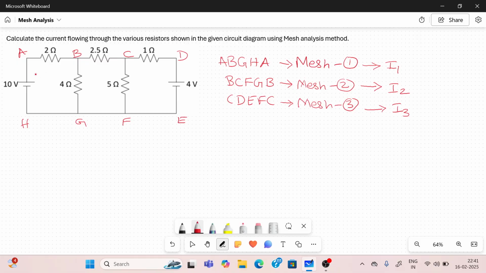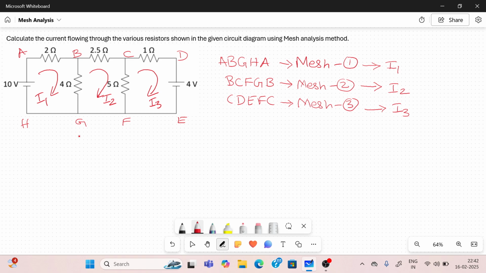We assume mesh 1 as A to B, B to G, G to H, H to A, with mesh current capital I1. Mesh 2 is B to C, C to F, F to G, G to B, with mesh current capital I2. Mesh 3 is C to D, D to E, E to F, F to C, with mesh current I3. All three currents are assumed in clockwise directions.